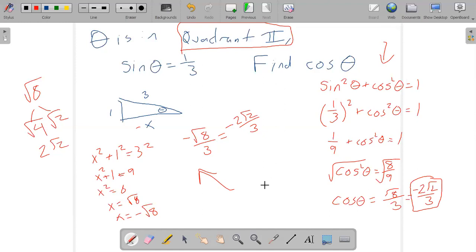I'm confused. How is the radius 1 in this problem? The radius is not 1 in this problem. But I thought the... You're saying for the sine squared plus cosine squared equals 1?